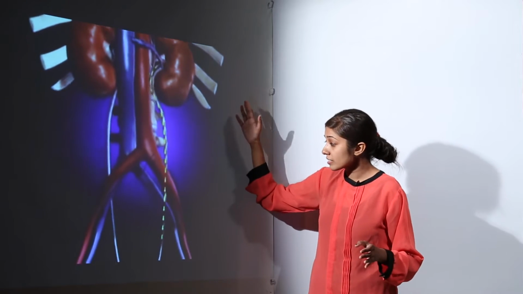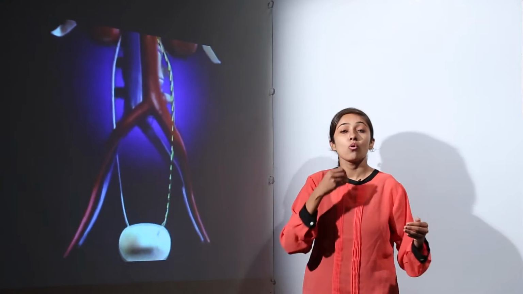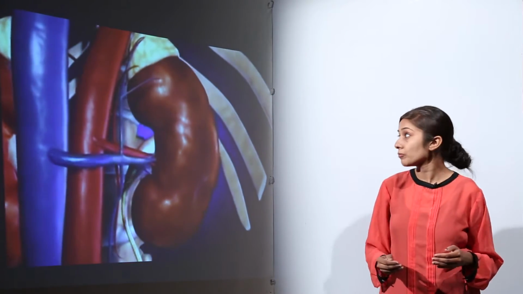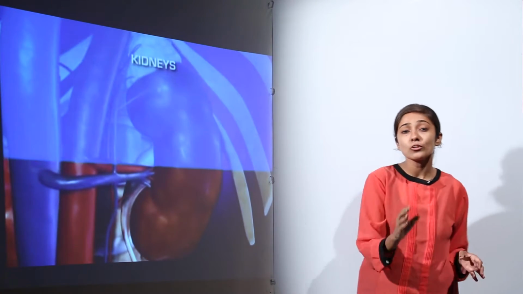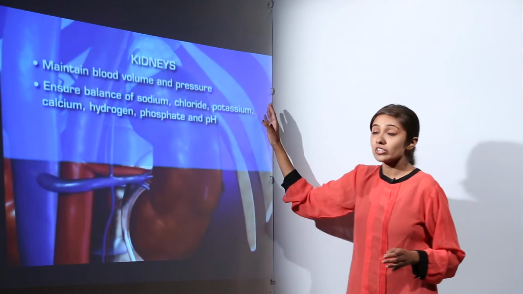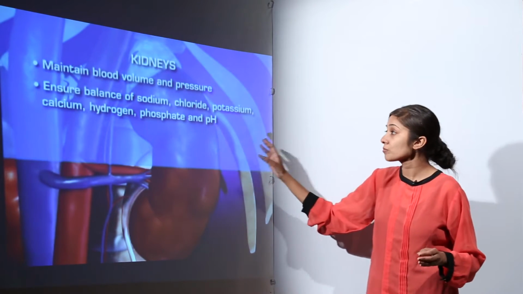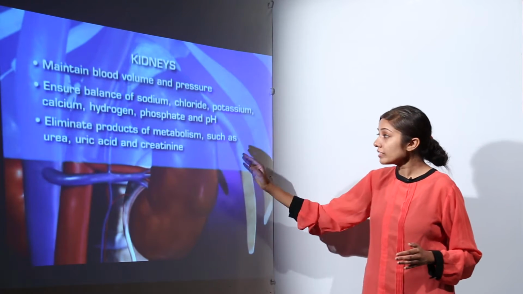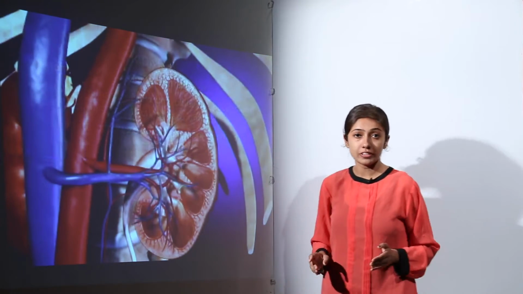So from this passage of the bladder and urethra, urine goes out, which contains the nitrogenous waste that is excreted from your body. So this excretory system is very, very important. Now if we talk about the functions of kidneys, kidneys maintain blood volume and pressure, they ensure balance of sodium, chloride, potassium, calcium, hydrogen, phosphate, and pH also is maintained by the kidneys. Then the kidneys eliminate products of metabolism such as urea, uric acid and creatinine. These are the important functions of kidneys.